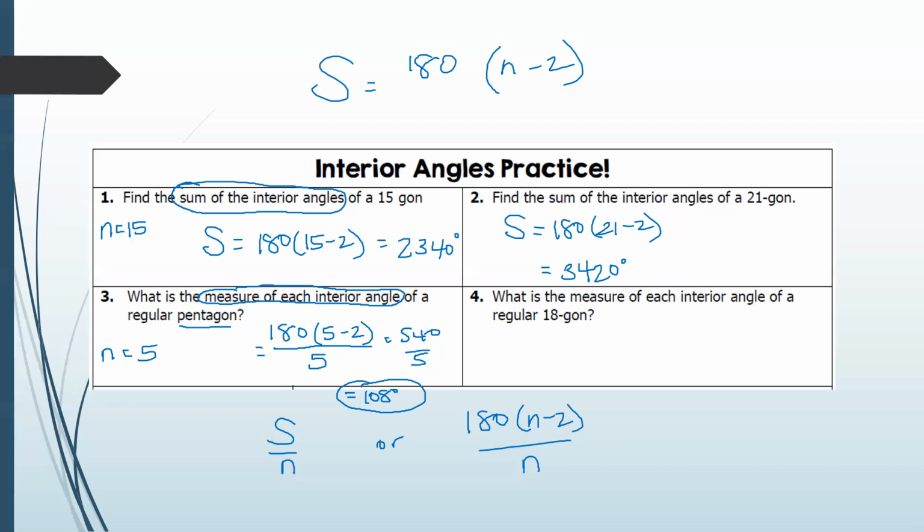Go ahead and try it for an 18-gon in number 4. What's the measure of each interior angle of a regular 18-gon? Try that one. Do that now. All right, so you should have done 180 times 18 minus 2, and then taken that and divided it by 18. You should get 160 degrees.